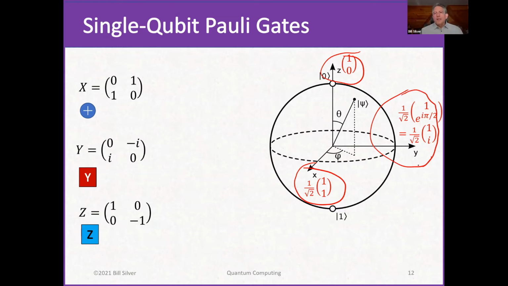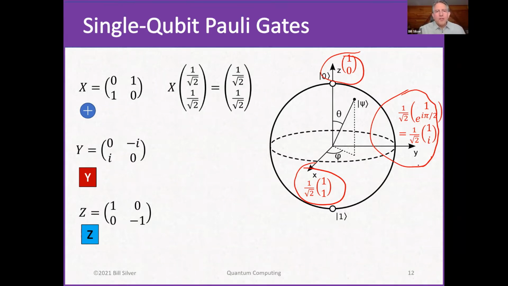Okay, and if you multiply these unit vectors, x, y, and z vectors that point along these axes, by the x, y, and z gates, you'll notice, for example, that the x gate times the x unit vector equals itself.